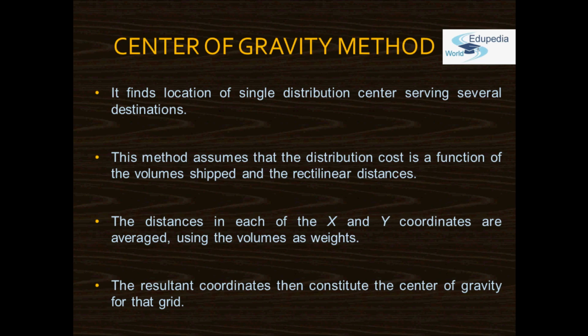Further, this method assumes that the distribution cost is a function of the volumes shipped and the rectilinear distances in the x and y coordinates, and we have already seen this point. Rectilinear distance in the sense that it allows movement only in the north-south or east-west direction. Yeah, exactly, the movement in the horizontal and vertical direction on a map. Alright, the distances in each of the x and y coordinates are averaged using the volumes as weights, and the resultant coordinates then constitute the center of gravity for that grid, and that is selected as the new location.